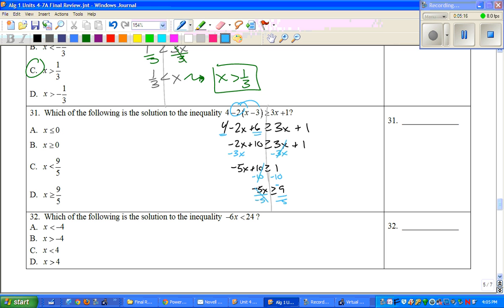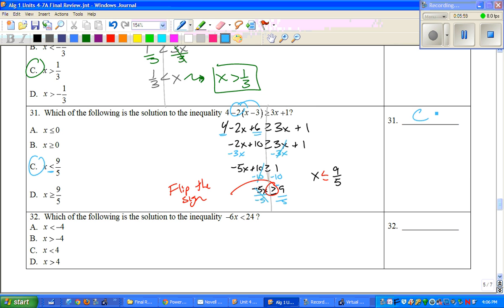Oh, I'm sorry, and that's, duh, Mr. Grice, that's a -9. So we get x, a negative divided by a negative is a positive, and you need to flip the sign because we divided by a negative. So the correct answer is C. Right? Okay, yeah, because my C is missing that line underneath it. So C is the correct answer.